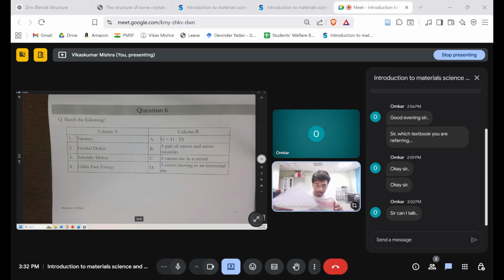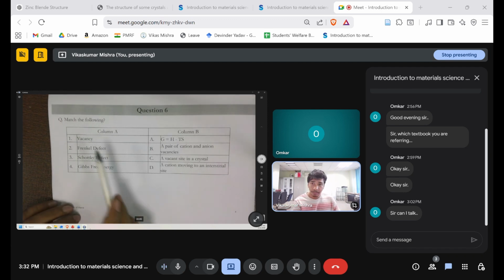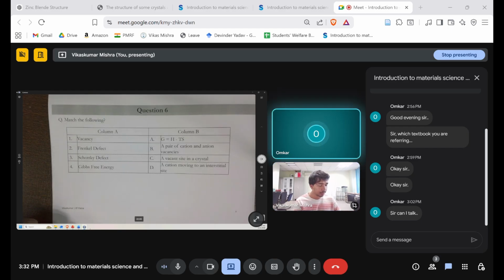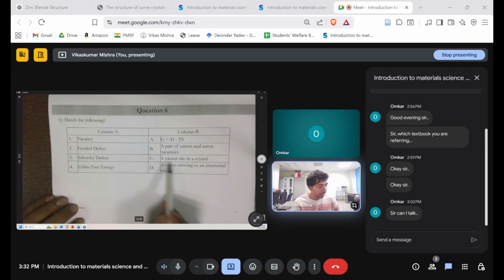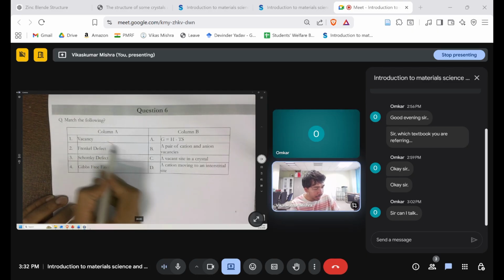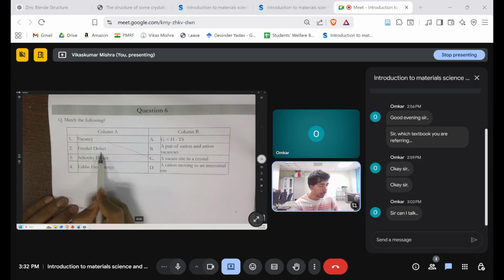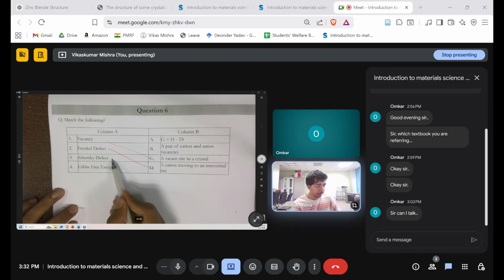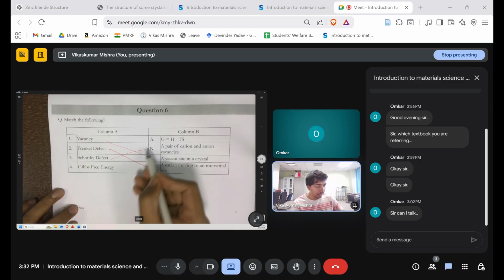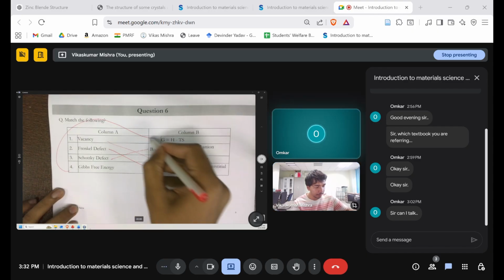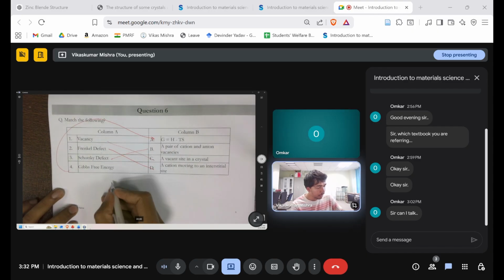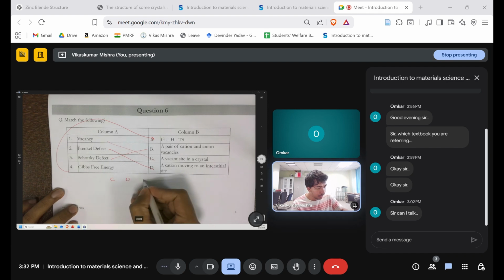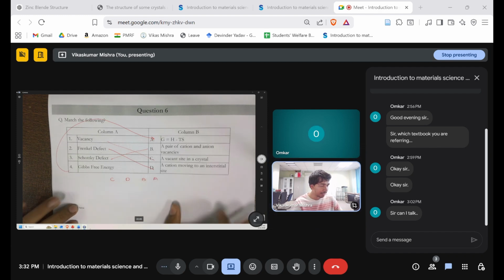Question number 6. It's a match-the-pair type. Vacancy, Frenkel defect, Schottky defect, Gibbs free energy. Vacancy, a vacant site in the crystal: 1 matches C, right? Yeah. Frenkel defect: option D. Great. Schottky defect: option B. And the Gibbs free energy we know, fourth is A. Great. So the answer will be C, D, B, and A. Great. Let's move ahead.